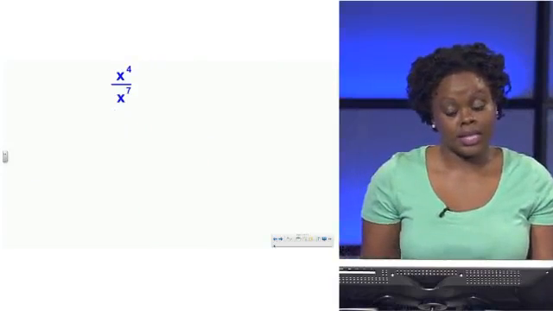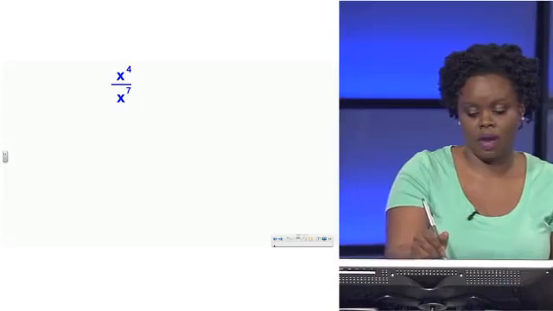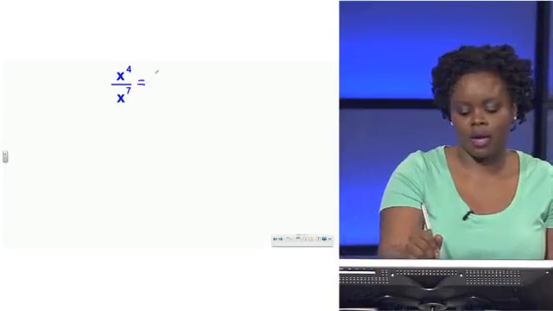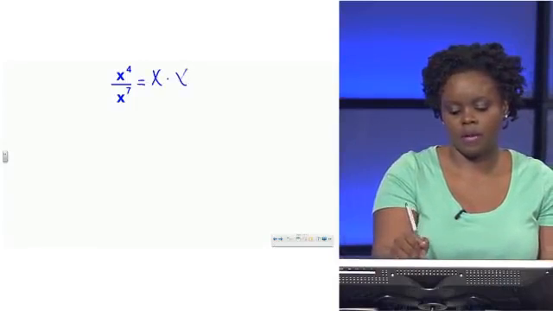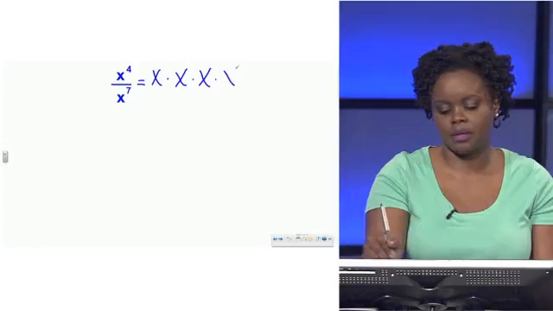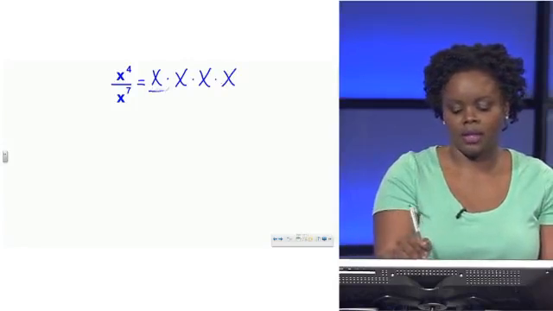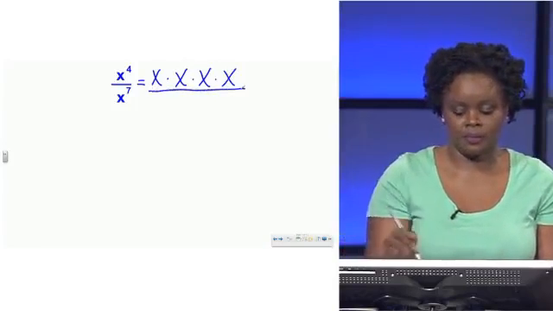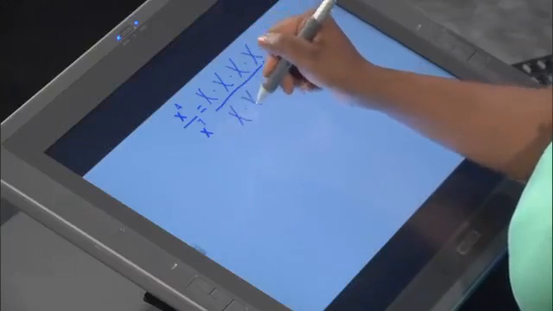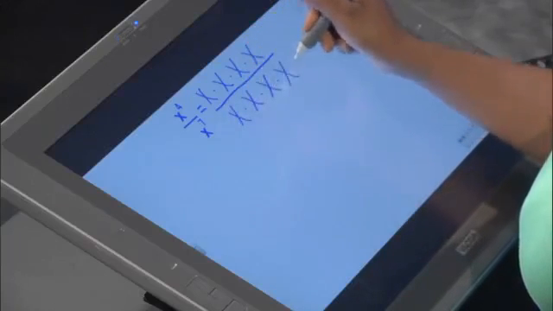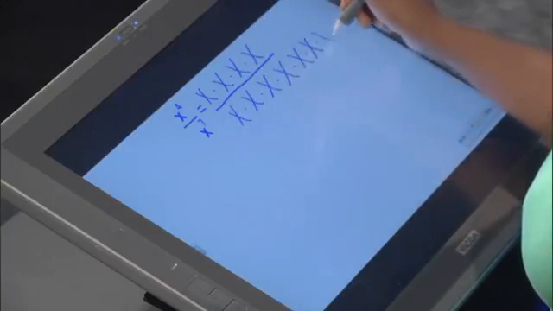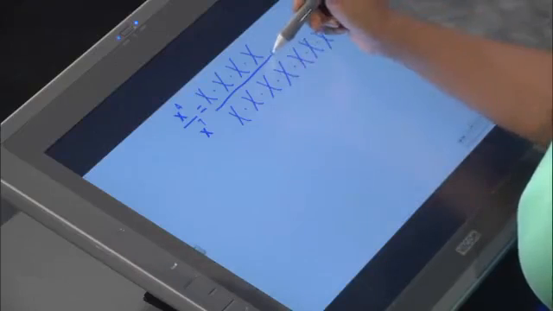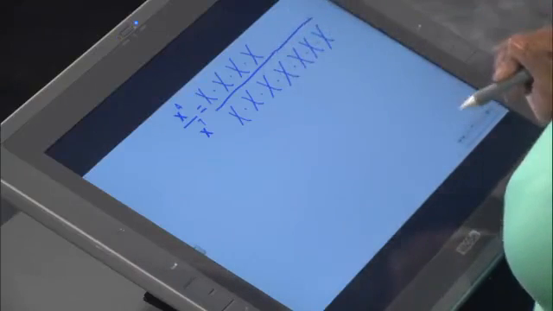Okay, so let's take this one. I'm going to apply that same process, right? So x to the fourth, I know that that's the product of 4 x's. So x times x times x times x. And then on my denominator, x to the seventh, that's the product of 7 x's. So x times x times x times x times x times x times x. Let's count that to be sure. 1, 2, 3, 4, 5, 6, 7. Yes. All right, I'm going to draw that fraction line a little longer.